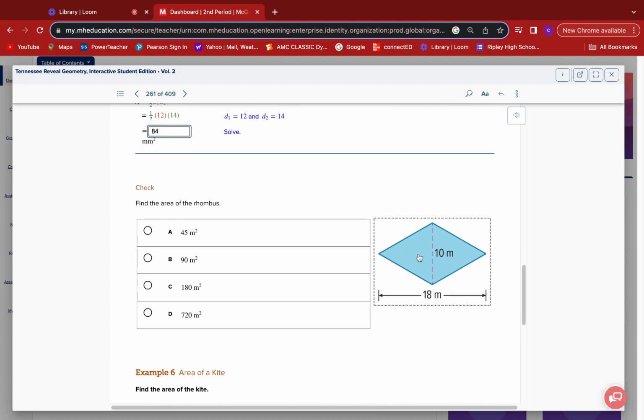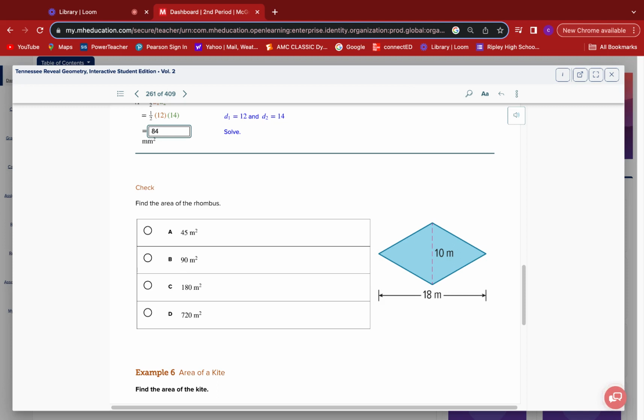All right, check. Here we come. Okay, it's the same thing, but they're actually trying to trick us. The other diagonal is 18. They put it down here, I guess because they just don't want to put it straight through the 10, maybe. Who knows? But my diagonal is 10, and my second diagonal is 18. So I actually have everything that I need.